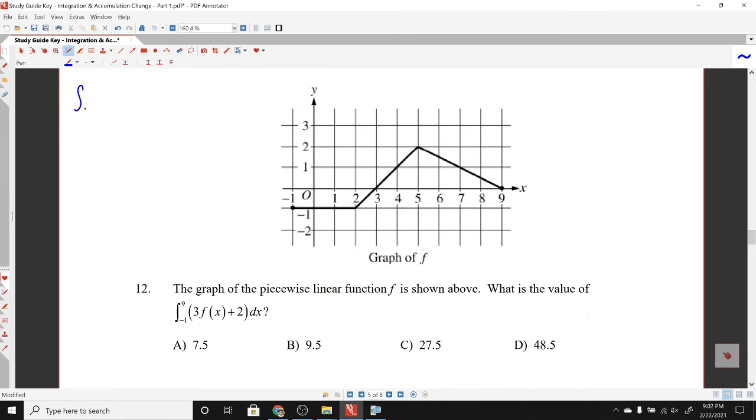I'm going to say the integral from negative 1 to 9 of 3f of x plus 2 dx. We'll combine those two steps into one. It's going to be 3 times the integral from negative 1 to 9 of f of x dx plus the integral from negative 1 to 9 of 2 dx. So we'll talk about this piece in just a second. Plus here, the width of that rectangle from negative 1 to 9 is 10, times 2.